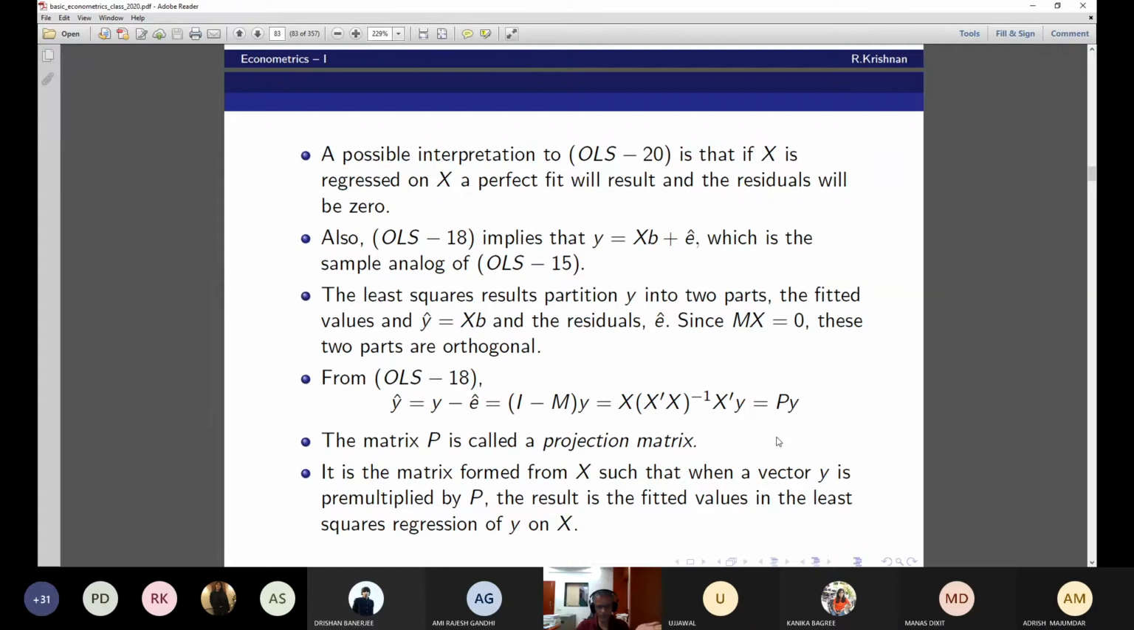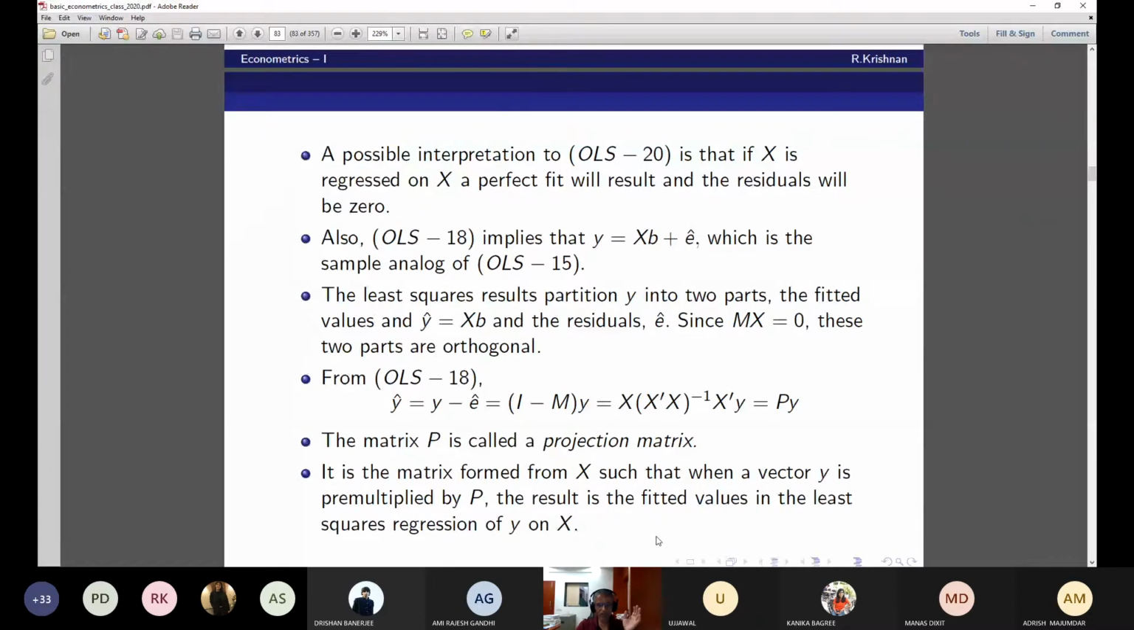In econometrics language, it is the same thing as projecting. Projecting y with this matrix will give you the fitted values. It is a matrix formed from X such that when a vector y is pre-multiplied by P, the result is the fitted values in the least squares regression of y on X. All these tell you that it's not even necessary to fit a model and get the unknown estimator. You have a linear algebra package, it'll do it for you. All these things are based on that particular idea only.